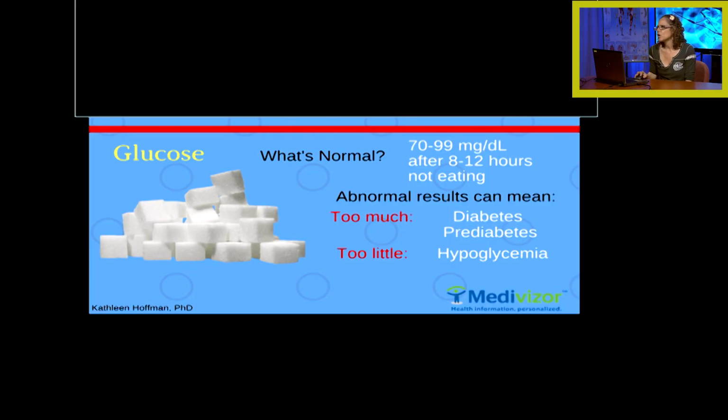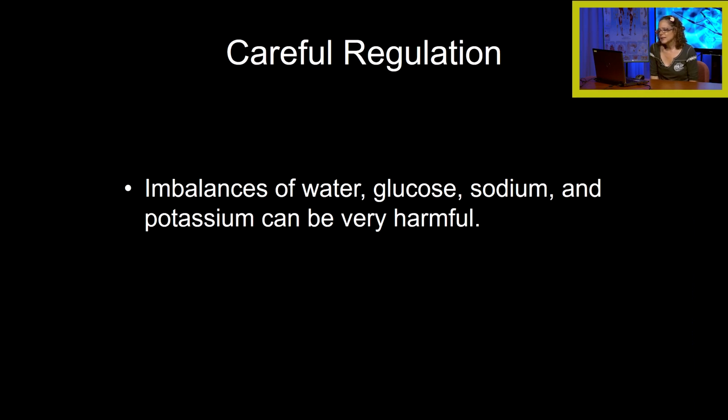So let's talk a little bit about glucose, okay? Normal glucose is about 70 to 99, all right? And abnormal glucose levels in diabetes, we can have high levels called hyperglycemia, or we can have low levels called hypoglycemia. And we said before that imbalances of water, glucose, sodium, and potassium can be very harmful.